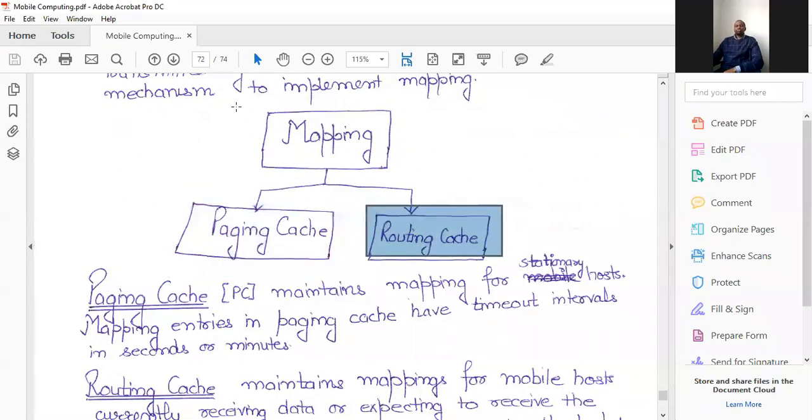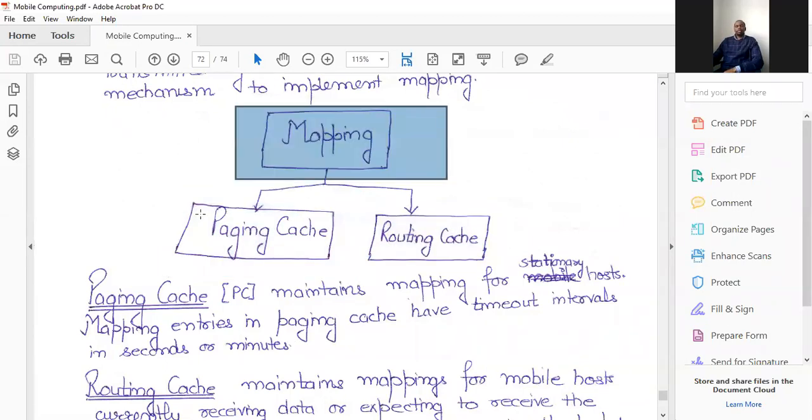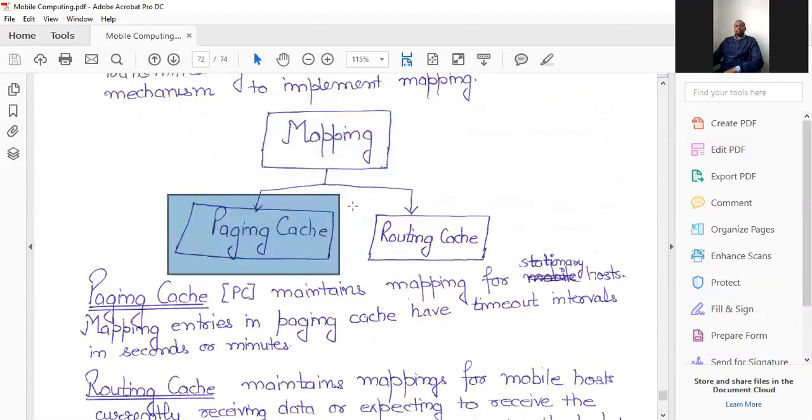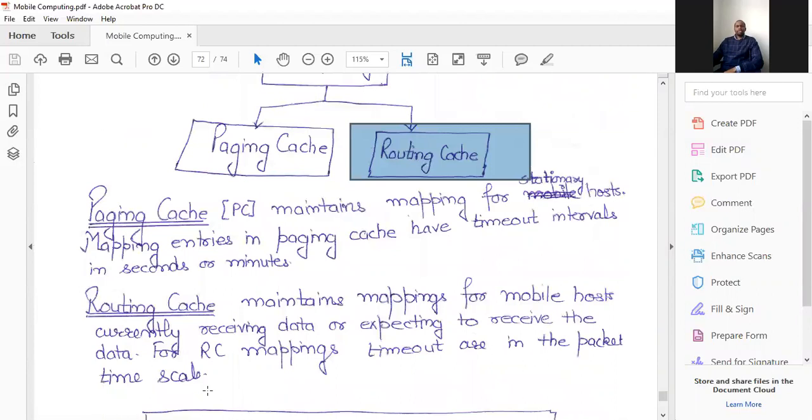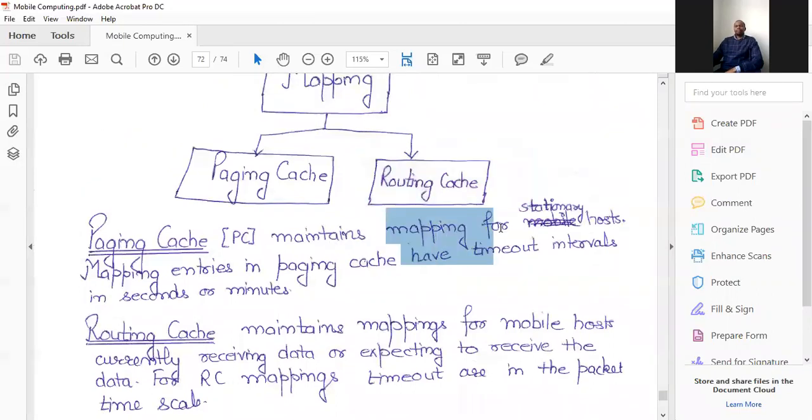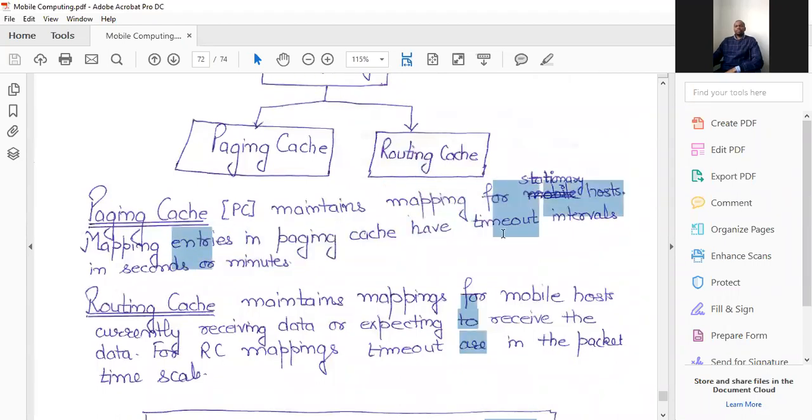So there are two mapping techniques. I was just giving you that introduction to cache memory. The two mapping techniques are paging of cache and routing of cache memory. Paging cache basically maintains mapping for stationary hosts, and mapping entries in paging cache have timeout intervals in seconds or minutes. So paging cache keeps a memory of the IP addresses of stationary hosts, stationary mobile phones.